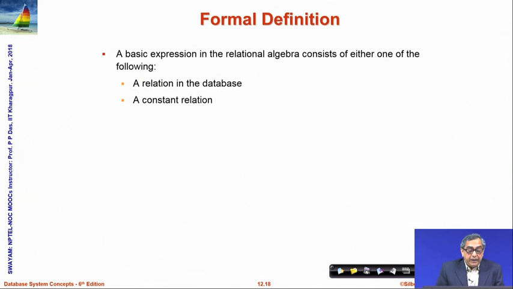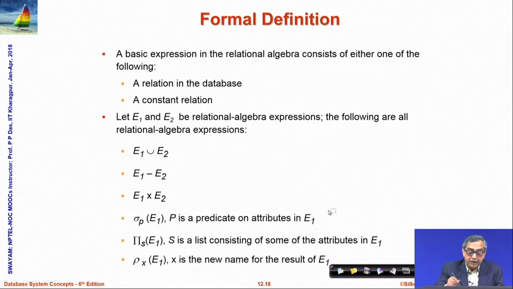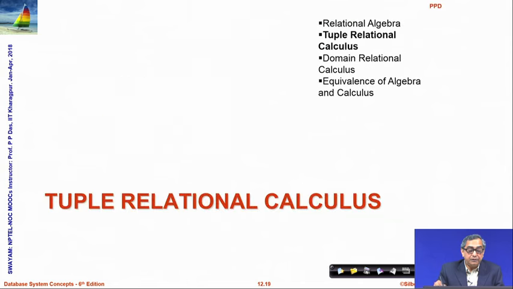So, formally speaking, a basic expression in relational algebra consists either of a relation in the database, which is an instance, or a constant relation which does not change, and then we have 6 operations of union, set difference, cross product, selection, projection and renaming that can give us all sorts of different relational algebra formulas, and also the derived operations. Whatever we have seen of SQL can be expressed in terms of these relational algebra formulas. Now, relational algebra is not something totally unique.